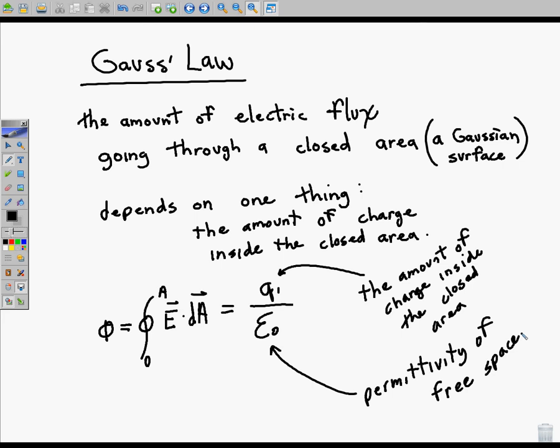Now, a lot of times we don't even care about the amount of electric flux. A lot of times we just use this right here to solve for the electric field strength. And we don't even mention the word electric flux. We just solve that integral, and we know that it's equal to the amount of charge inside divided by epsilon 0, and we can use that fact to solve for electric field strength.